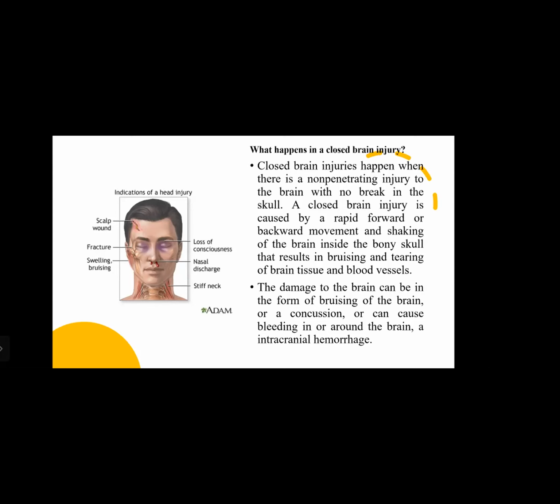So the damage in the brain can be in the form of bruises, as we see, and the concussion just mentioned by Shivani, or it can also be bleeding around the brain and intracranial hemorrhage. Continuing.